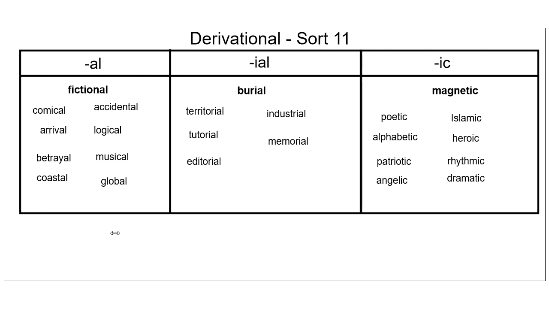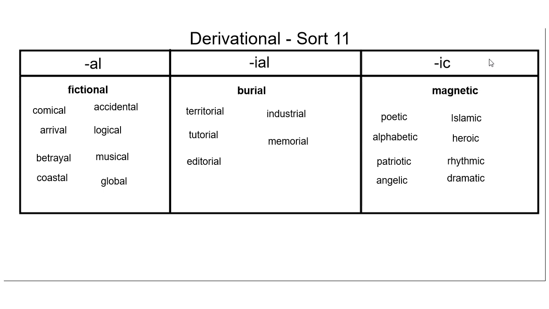The AL category typically were words that didn't end in Y. The only difference is the word betrayal. Betrayal ends in YAL. Typically, we would change the Y to an I and add AL. However, betrayal does not follow this general pattern.